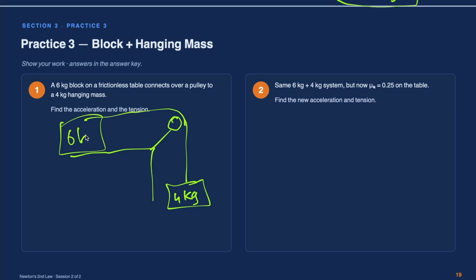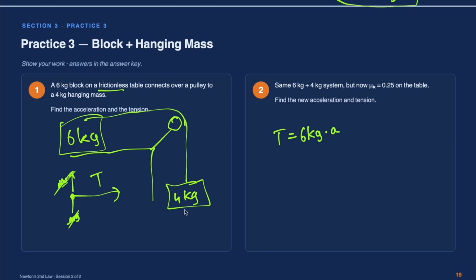Okay. Find the acceleration and the tension. For the 6 kg block, the only force acting on it would be tension because there's no friction here. Mg and normal cancel out. So tension is equal to the net force, which is M, 6 kg, times A, which will be similar for both of these blocks, but we don't know that yet.